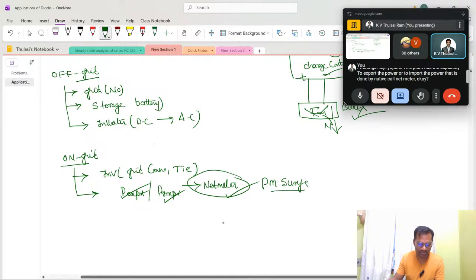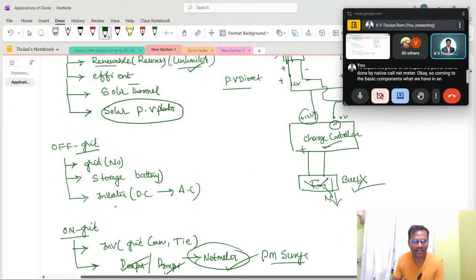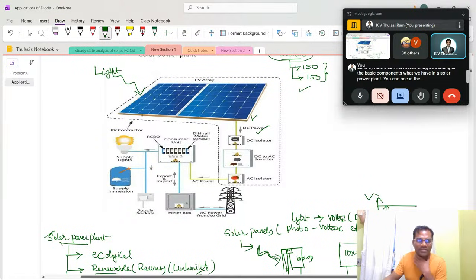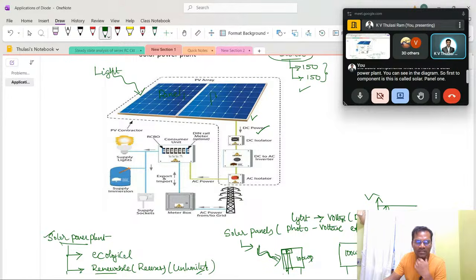Coming to the basic components in a solar power plant, here you can see in the diagram. The first component is solar panel 1, and this is solar panel 2. These two solar panels are connected in parallel and constitute a PV array. A group of solar panels is called a solar array, and the output of the solar panel is DC power or DC supply.